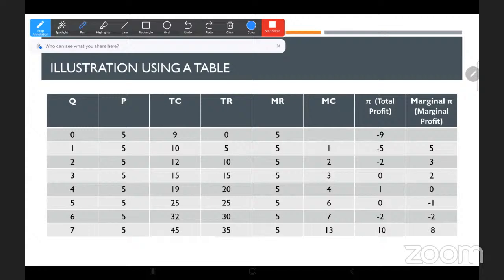Okay, so makikita nyo na at some point, even though the total profit is still positive, the marginal profit may be negative na, which means na lumiliit na yung total profit. Alright, so how do you calculate yung marginal profit? Well, kukunin mo yung difference nitong dalawa. Etc. Makukuha mo yung marginal profit.